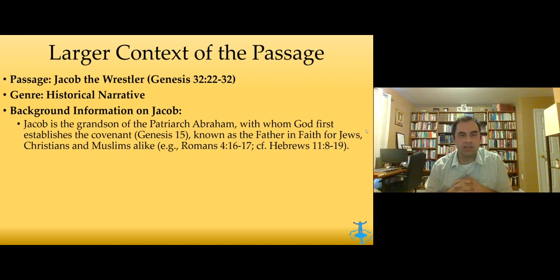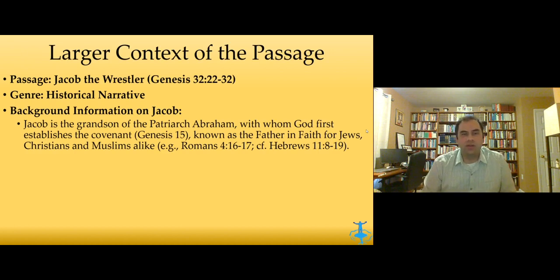So just some background information on the central character here. Jacob is extremely important. Jacob is the grandson of the patriarch Abraham, with whom God first establishes the covenant in Genesis 15. Abraham, of course, is known as the father of faith for Jews, Christians, and Muslims alike. Right? So we see that referred to with respect to Christians in Paul's letter to the Romans and the book of Hebrews, for instance.